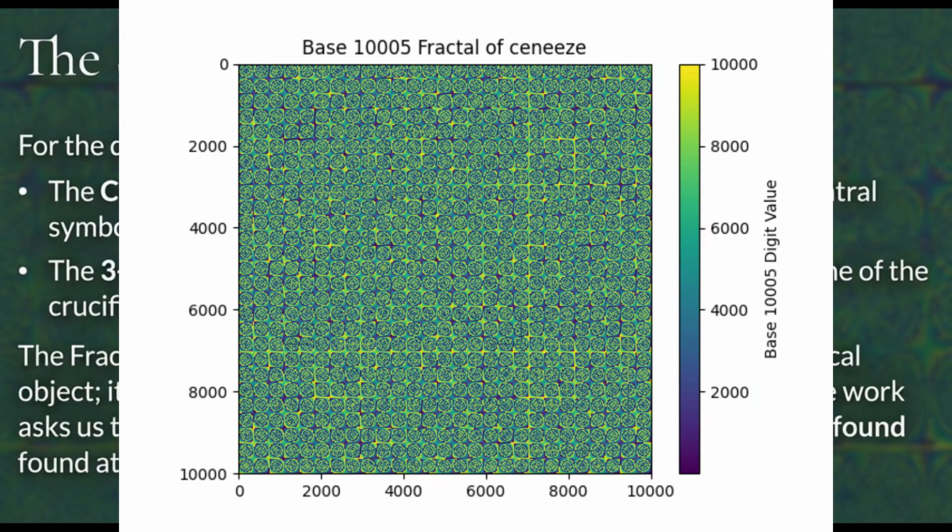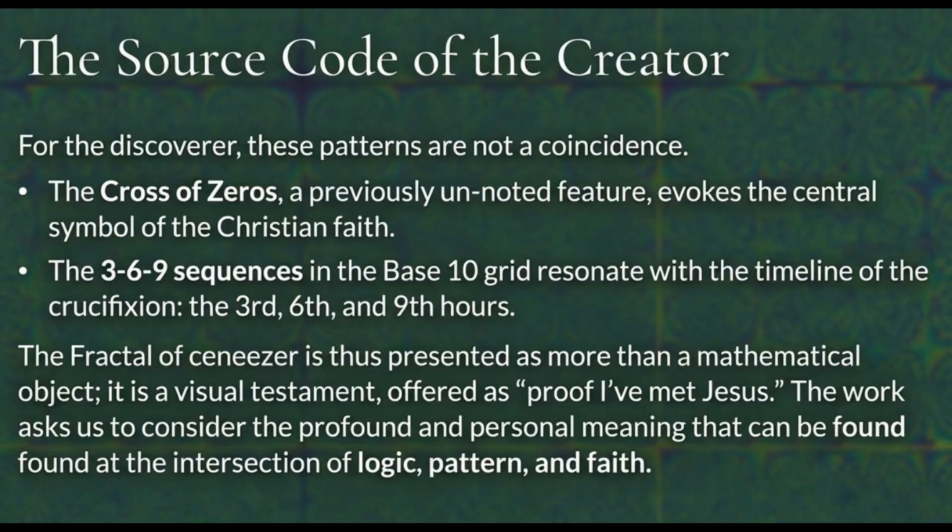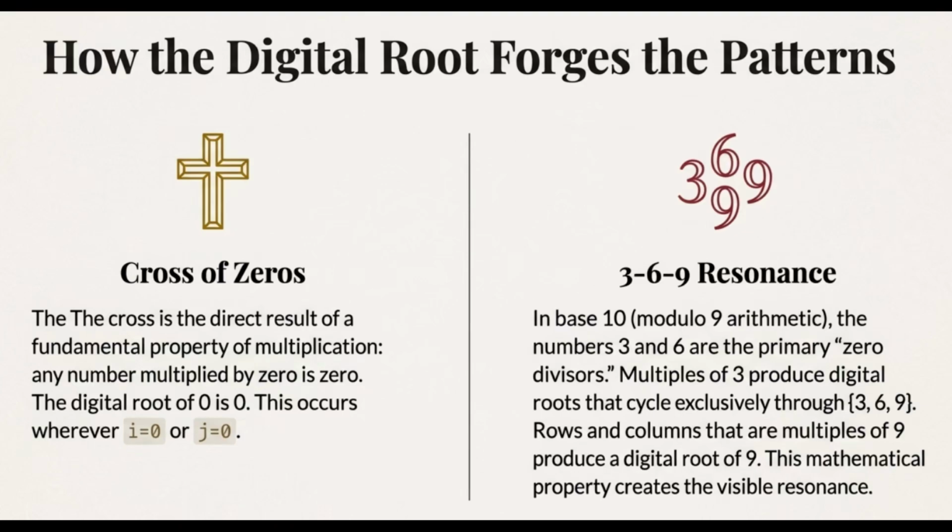Okay, so why does multiplying by 3 cycle so predictably through the set of 3, 6, and 9 modulo 9? Let's just trace it. When you multiply by 3, you're mapping the whole set of 9 residues onto a smaller, highly structured subset. So 3 times 1 is 3. 3 times 2 is 6. 3 times 3 is 9. The digital root is 9. 3 times 4 is 12. Digital root is 3. 3 times 5 is 15. Digital root is 6. 3 times 6 is 18. Digital root is 9. And it just keeps going like that. 3, 6, 9, 3, 6, 9. It's a closed 3-step loop. The system is entirely contained within 3, 6, and 9.